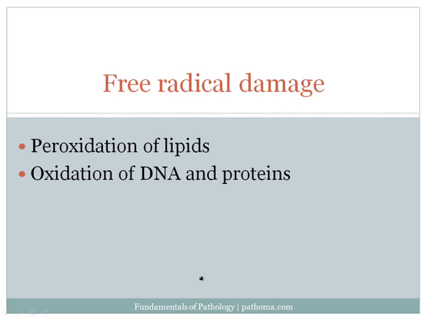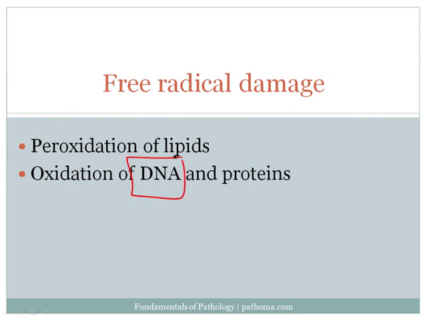What's the problem with free radicals? I mean, so what? If you get a free radical, I've told you it injures the cell, but how? So free radicals can do a couple things. Number one, they peroxidize lipids, and that is damaging, particularly to the lipid membrane. And number two, they have the ability to oxidize, and in particular, they can oxidize DNA and proteins. The oxidation of proteins will result in damage to the cell, and also the oxidation of DNA can result in damage to the cell.